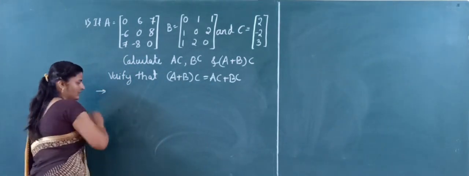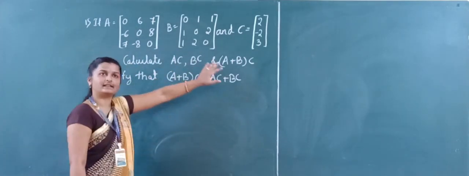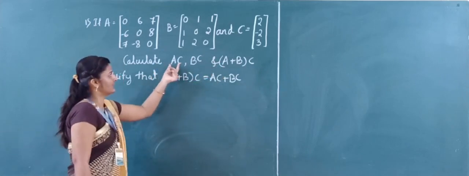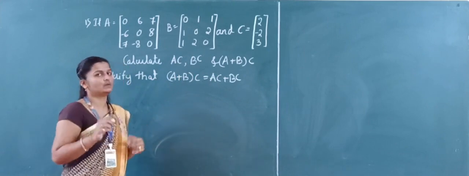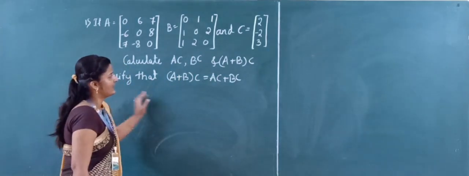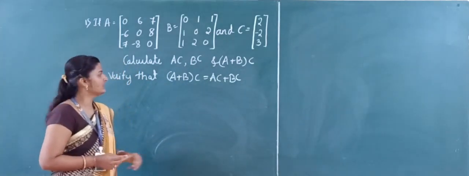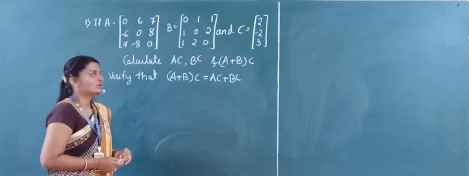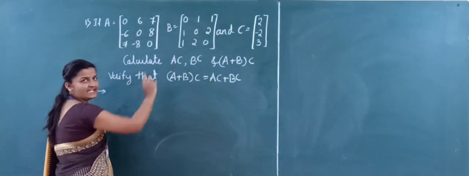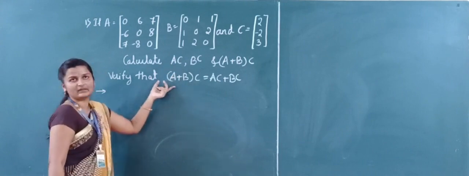Okay? So this is our question which may occur for 5 marks. In the same manner we will solve. Before solving, first understand the question. There are 3 matrices and we have to calculate AC, BC, A plus B whole bracket into C, and then we have to verify that this matrix is equal to the addition of these matrices. Okay, this is the distributive law on matrix multiplication. So first we will find out AC, then we will find out one by one and lastly we will verify.